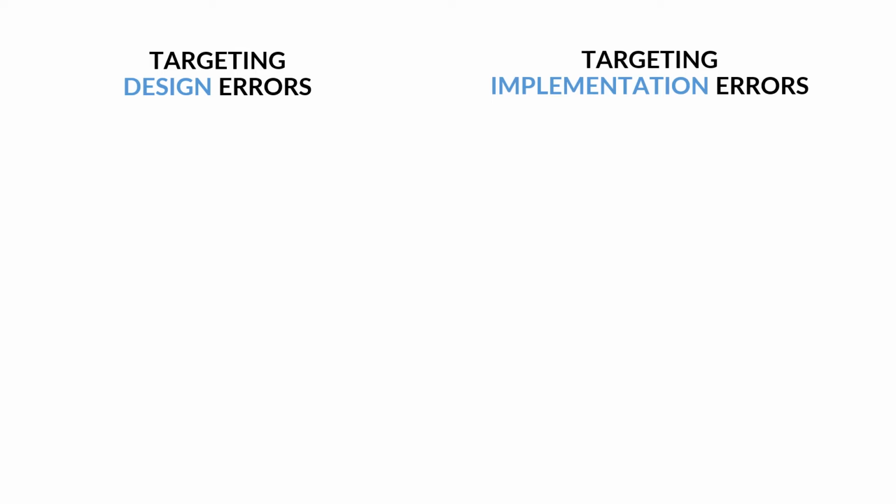A further distinction between targeting and prioritization errors can be made: those at the design stage, called targeting design errors, and those made in the implementation stage, called targeting implementation errors.